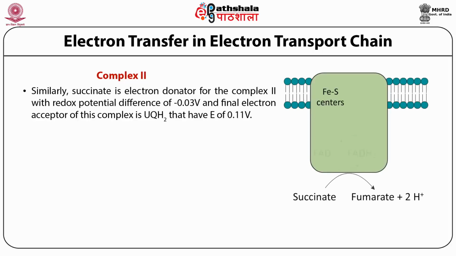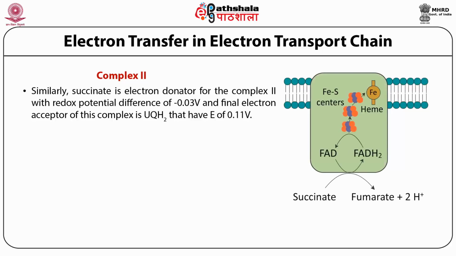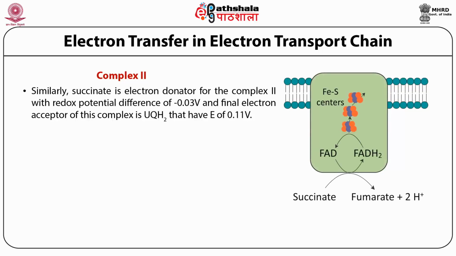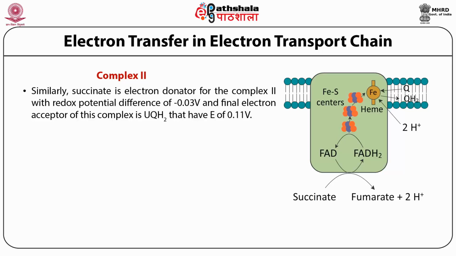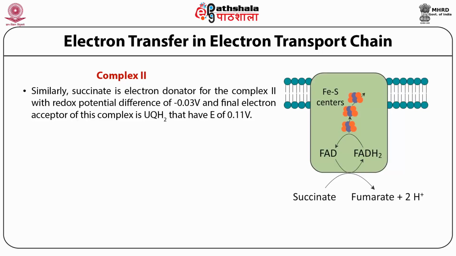Similarly, in complex second, succinate is the electron donor. Sometimes in textbooks or research papers, FAD is also mentioned as the electron donor of complex second. Succinate has a reduction potential of minus 0.03 volts, and the final electron acceptor of complex second is ubiquinone, which has a standard reduction potential of 0.11 volts. So you can see that in this complex also the electron is transferring from lower reduction potential to higher reduction potential in a gradual way.